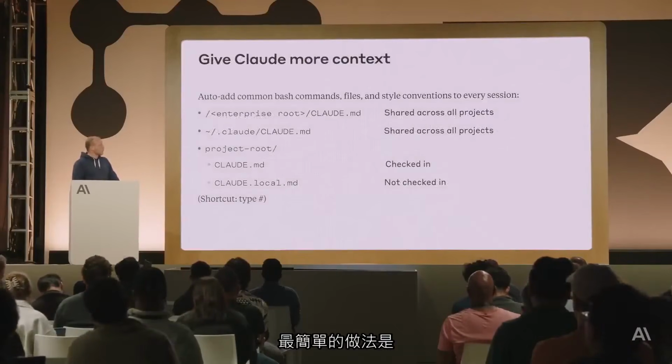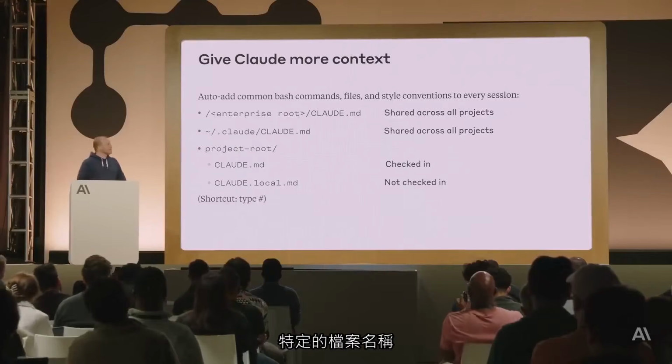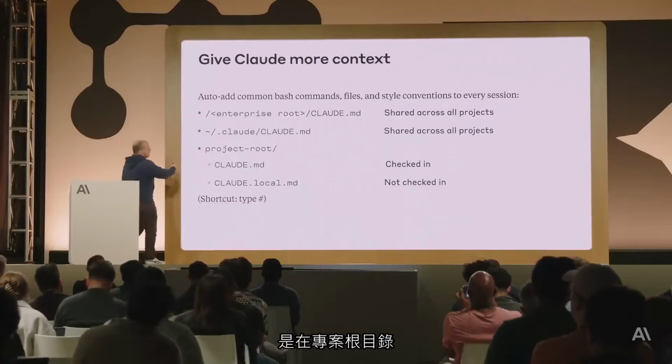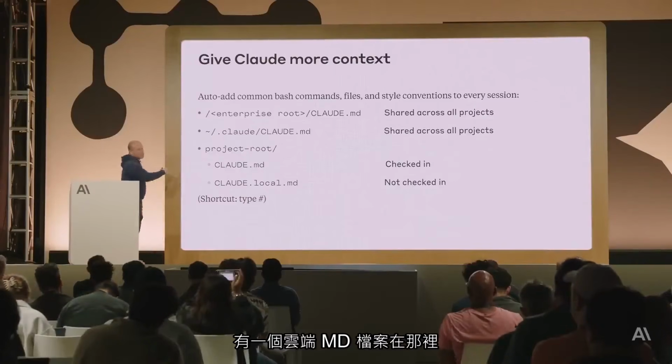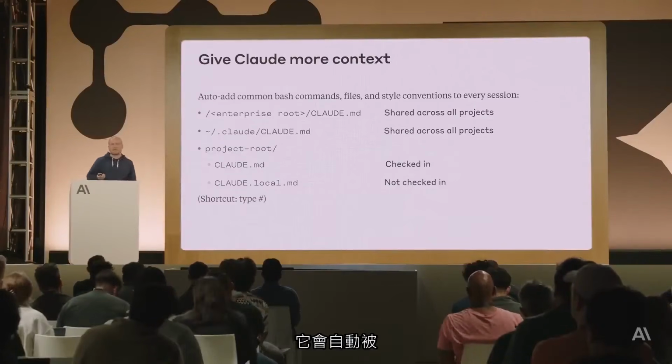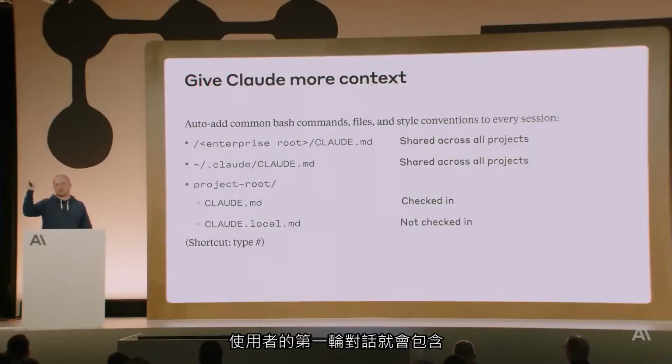There's different ways to do this. The simplest one is what we call Claude.md. And Claude.md is the special file name. The simplest place to put it is in the project root. So the same directory you start Claude in, put a Claude.md in there. And that'll get automatically read into context at the start of every session. And essentially, the first user turn will include the Claude.md.